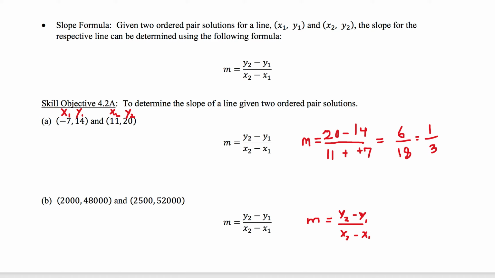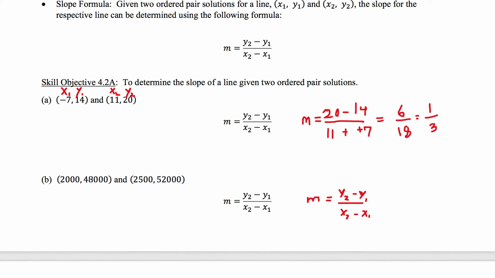All right, so let's do the same thing for our second problem. So I'm going to label again. Again, this is my first point, the 2,000 and the 48,000. So this is going to be x1 because it's the first x, and y1 because it's the first y. Our second point, 2,500 and 52,000, that's going to be my second x and my second y.